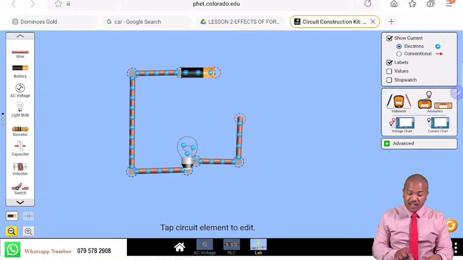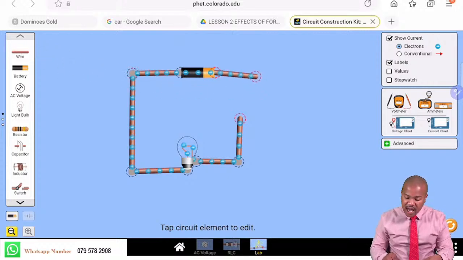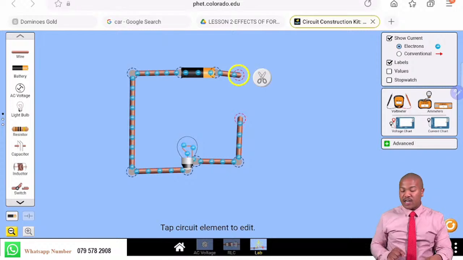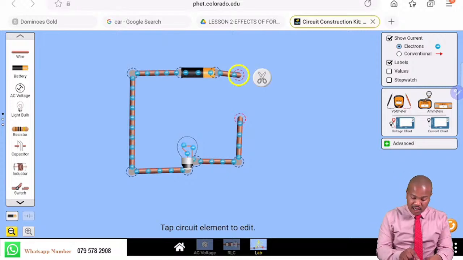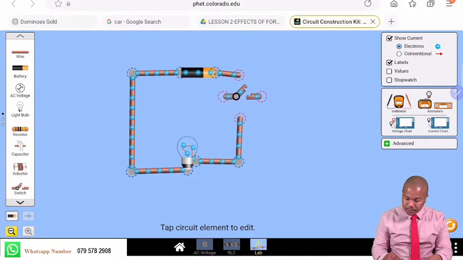And remember, we need a switch, right? So that we can turn on and off, so that we can have control of the current that flows in. Now we have a switch, right? So now, here we have our series circuit now.